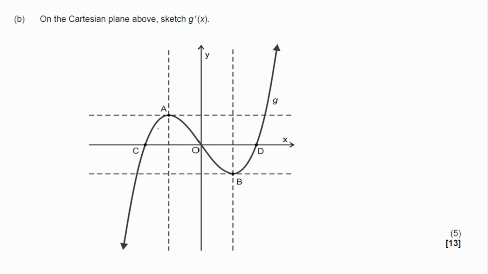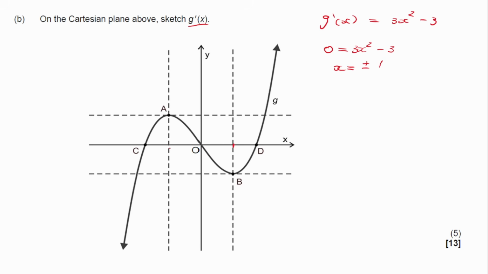Now what we have to do is we have to sketch g prime of x. So if you remember, g prime of x is equal to 3x squared minus 3. That's our g prime of x. So to sketch a function, we have to know the x-intercepts and y-intercepts. So let's find that. To find the x-intercept, we set y equal to 0. So we get this. And from before, we know that the solution for this is plus or minus 1. So those are our x-intercepts.